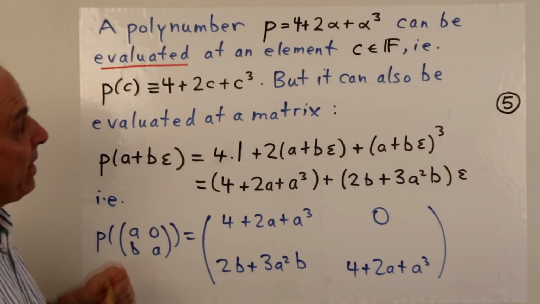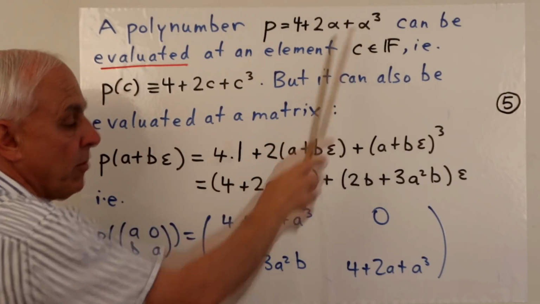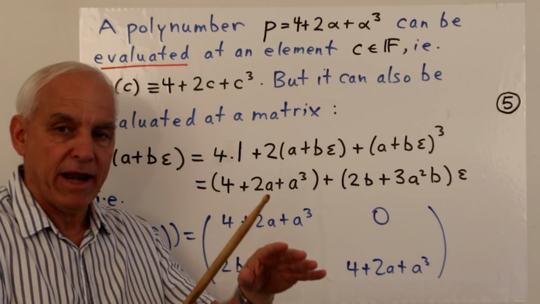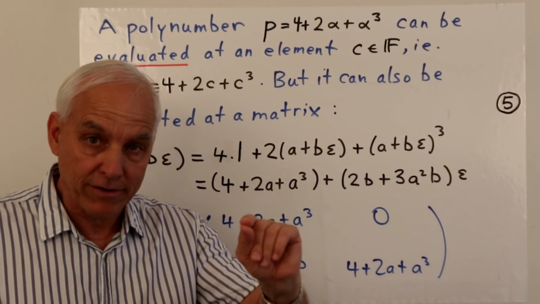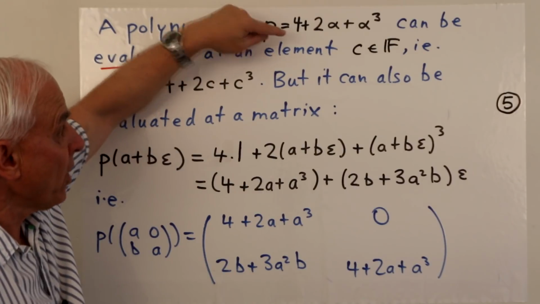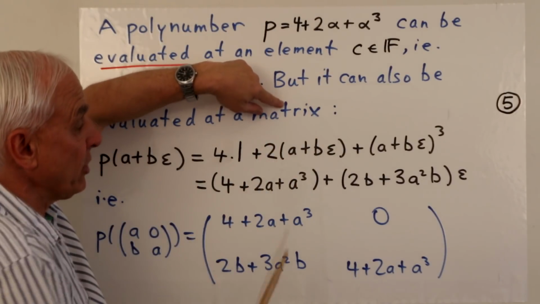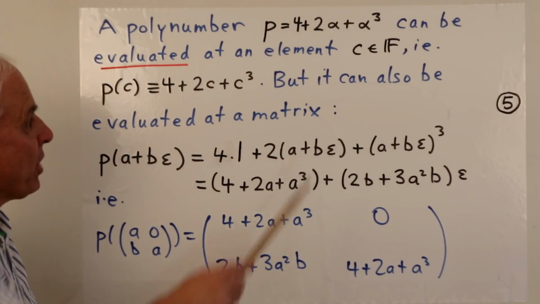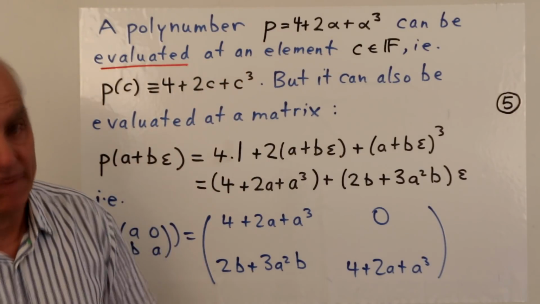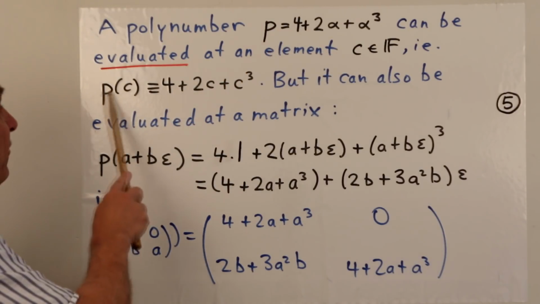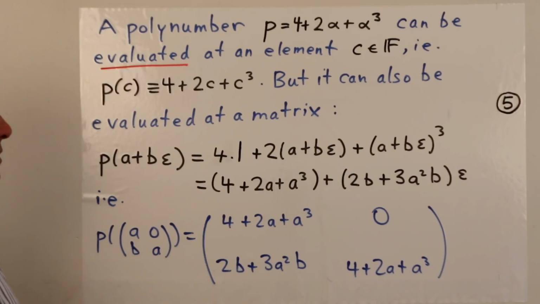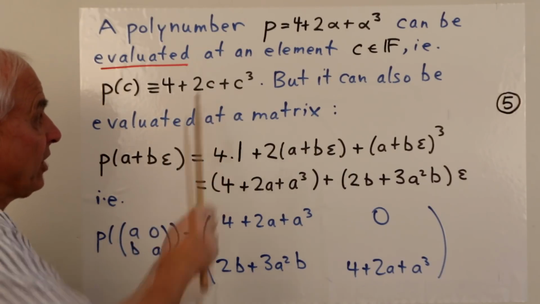Suppose we have this polynumber p, which is 4 plus 2 alpha plus alpha cubed. So I'm writing it in what we might call polynomial form, as a linear combination of increasing powers of alpha. But we could write this also as a vertical list. It would be the vertical list 4, 2, 0, because there's no quadratic term, 1. This particular polynumber can be evaluated at an element c, say, in our field. How do you do that? Well, p of c is what you get when you replace the alphas here with c. So you get 4 plus 2c plus c cubed.